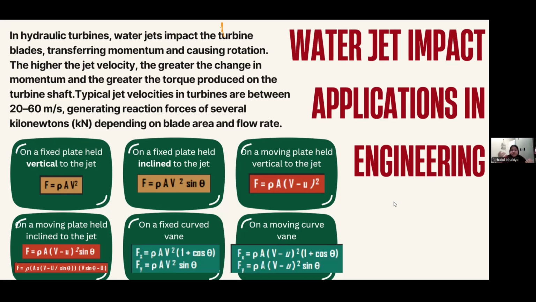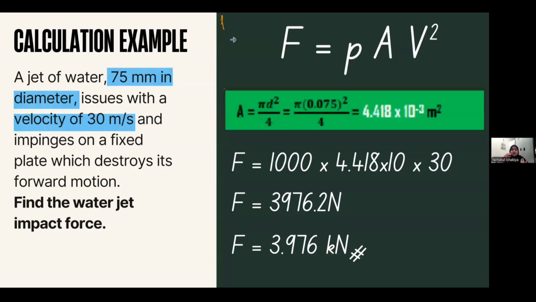So these are the formulas. First, on a fixed plate held vertical to the jet. Secondly, on a fixed plate held inclined to the jet. Thirdly, on a moving plate held vertical to the jet. Fourthly, on a moving plate held inclined to the jet. Fifthly, on a fixed curved vane. And sixthly, on a moving curved vane. This is an example of the calculation.